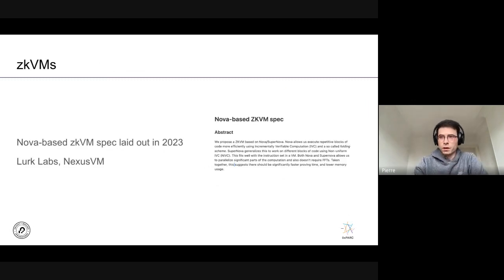ZK-VMs, of course, there have been a few teams that have started to work on folding-scheme-based ZK-VMs. There is the Lurk Labs team. There is also the Nexus VM team that is led by Jens Groth from the Groth16 paper. So yeah, lots of work also happening on the side of ZK-VMs.